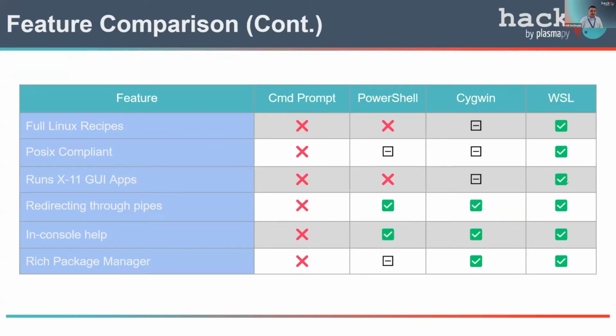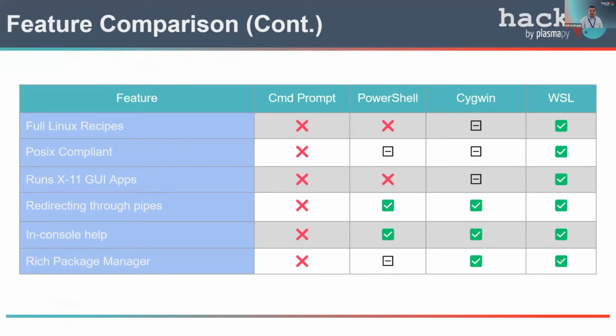You just install it. Then you have redirecting through pipes. These three can redirect. This one can kind of redirect, but it's confusing to me. And console help and a rich package manager. This is very important. Package managers, we looked at Anaconda today, but Anaconda is an example of a package manager. Pip talks to package managers. All the Linux packages you can access.